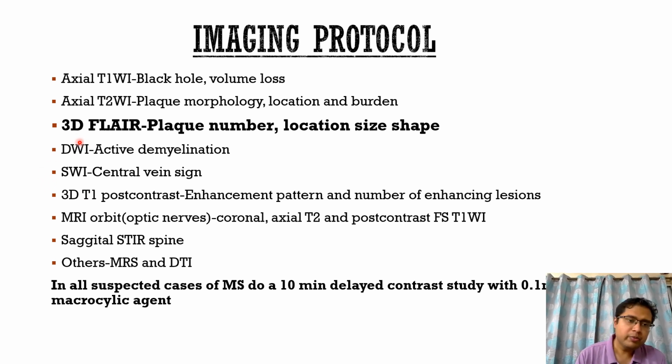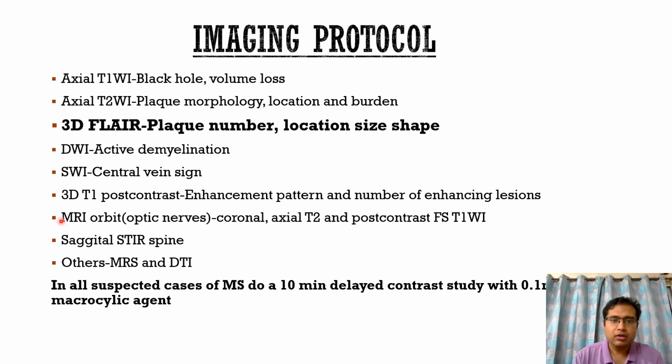Then diffusion weighted imaging, as I already discussed, is to look for any active demyelination, and so is the 3D T1 post contrast image, where the enhancement pattern and the number of enhancing lesions can be looked for to assess the dissemination in time criteria. The diffusion weighted images cannot replace the T1 post contrast images, which we have to remember here. They are just a supplementing sequence. Then susceptibility weighted imaging, where we can assess the central vein sign and paramagnetic rim sign, which I'll be discussing later in the video, which are very specific for multiple sclerosis.